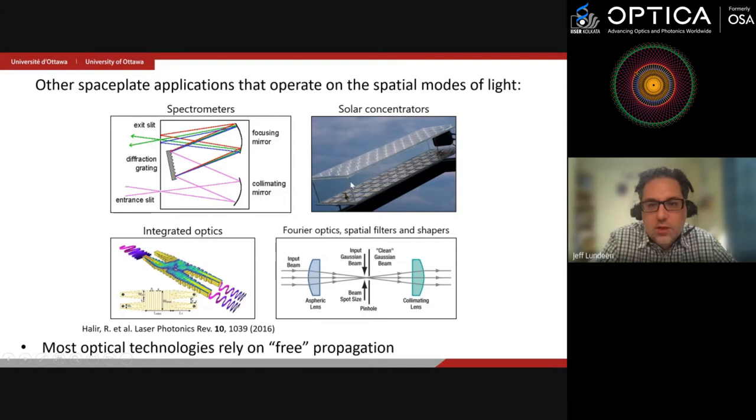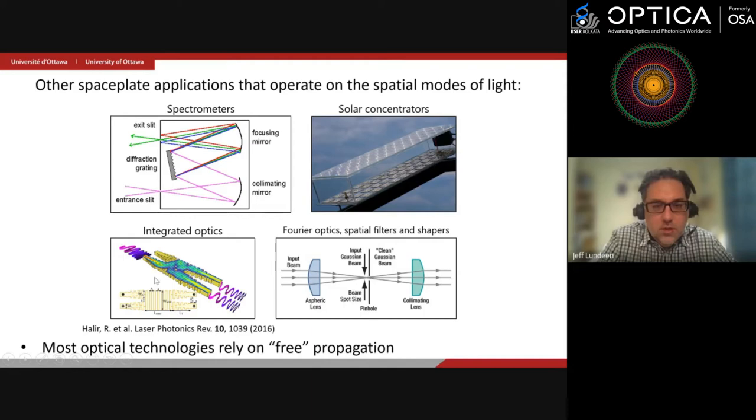Solar concentrators. So often you want to make solar cells out of a material that has a higher efficiency, but it's much more expensive or difficult to make. So you want to concentrate the light on that small solar cell. And so again, you need that space between your lens and your solar cell to concentrate the light.